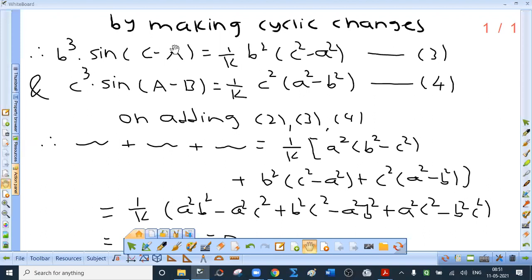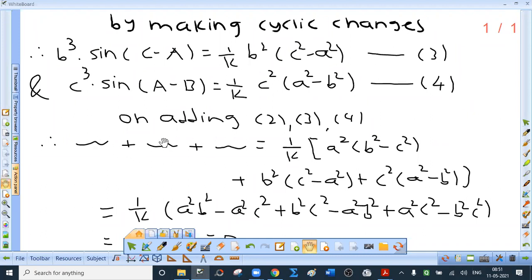Yes, I'll explain this part once again. By making cyclic changes, we get these two results. What do you mean by cyclic changes? Replace small a by small b, small b by small c, and small c by small a. Same for capital ABC. Now add 2, 3 and 4.